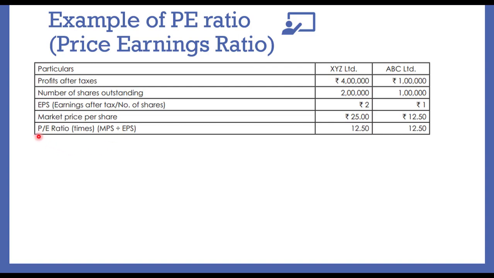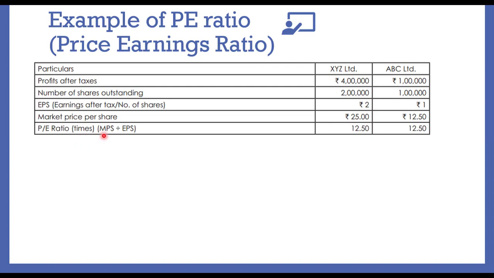We have to understand that the answer should always be in times, because this is a ratio. Ratio is always measured in times and not in rupees. This is a very important point from an examination point of view, because we tend to make mistakes by writing it as rupees and you might get a wrong answer. So students, you should be very clear that when it comes to a ratio, the answer is always in times.